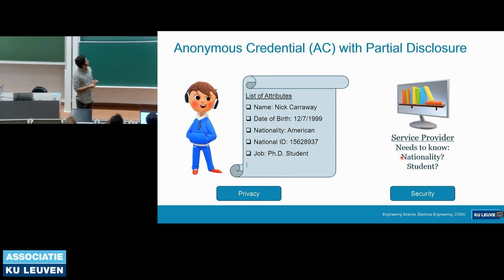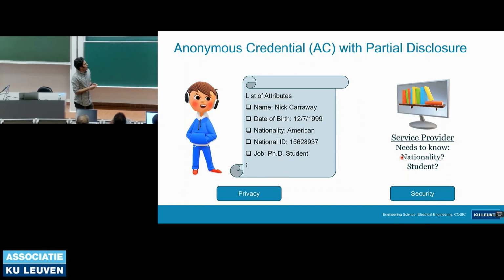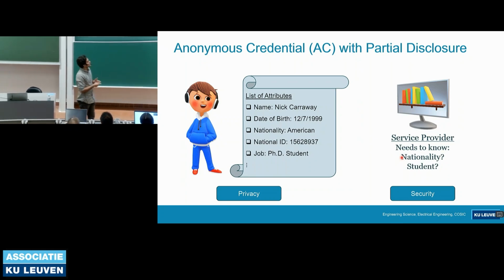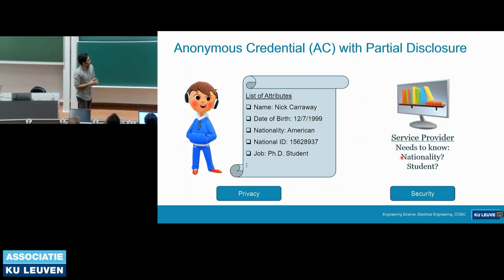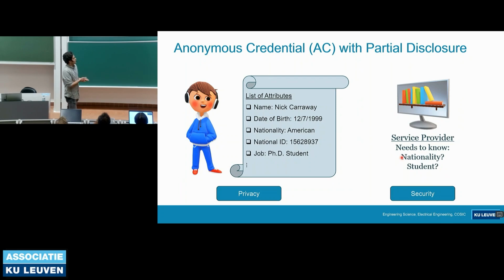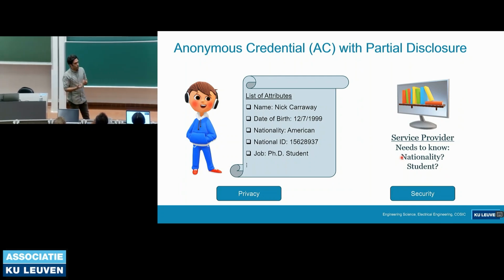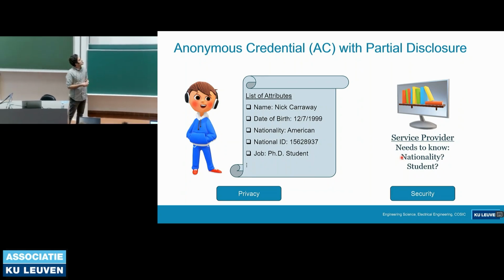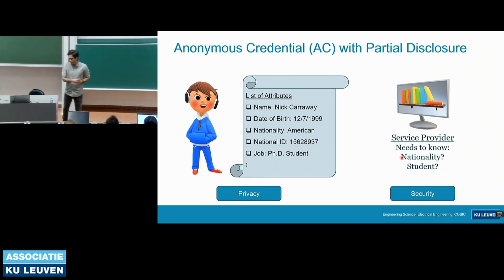So from the user perspective, we need privacy because the user doesn't want to reveal more information about himself, rather just his nationality and whether he's a student or not. And he doesn't want to reveal other things like his national ID or full name. But from the service provider perspective, it needs security. So it needs to know that the user doesn't lie. So for sure he's a student and his nationality is American, for example.